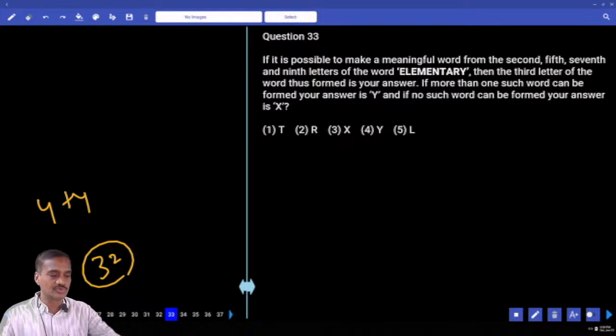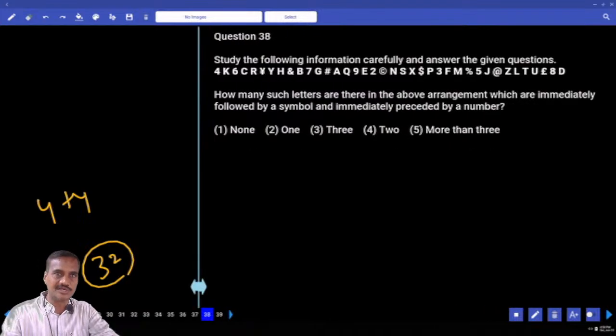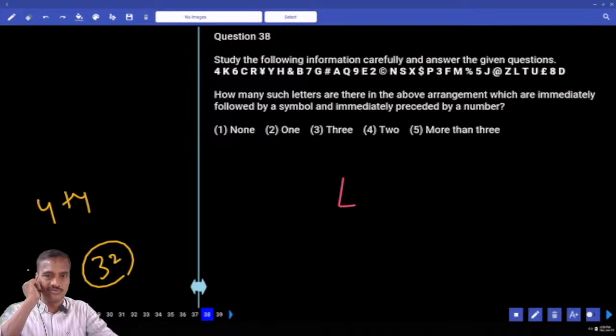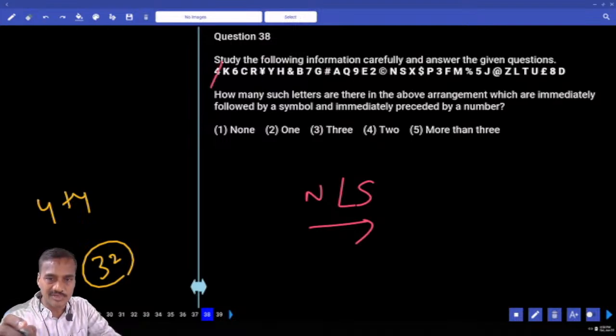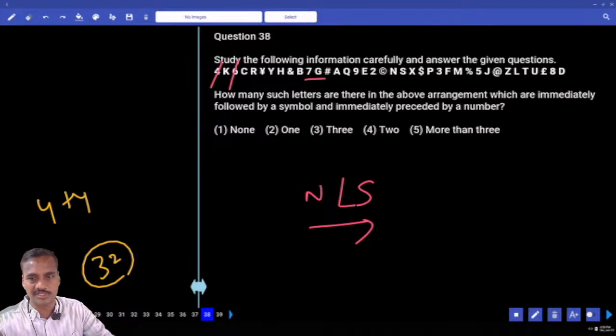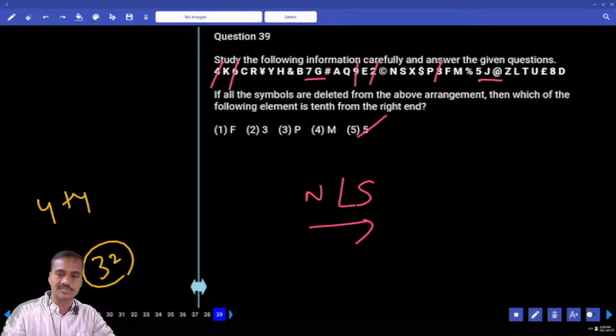The next one, coming to question number 38 onwards. Tell me 38. The question is about what? A letter. And how many such letters are there which are immediately followed by a symbol and preceded by a number? How should the sequence be? Number, letter and symbol. Number, letter but not symbol. Number, letter but not symbol. It should be number, letter and symbol. Does it fit or not? Next one, number, letter, no. Number, letter is there, symbol is not. Next one, number, letter but not symbol. Number, letter and symbol. And that's it. How many are there? 2, choice 4, question 38.